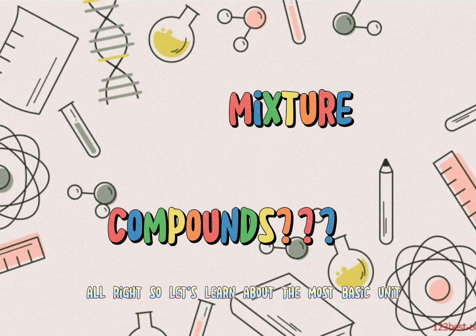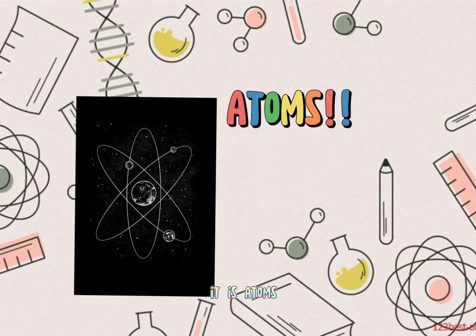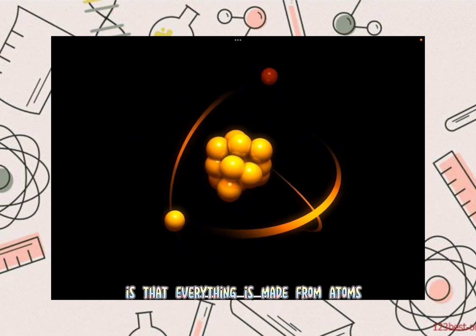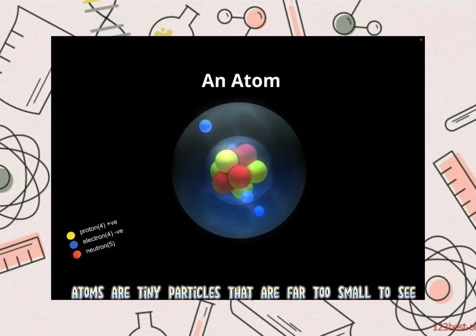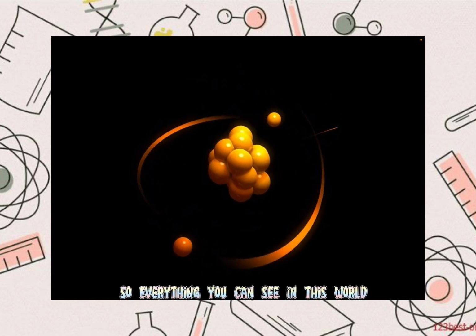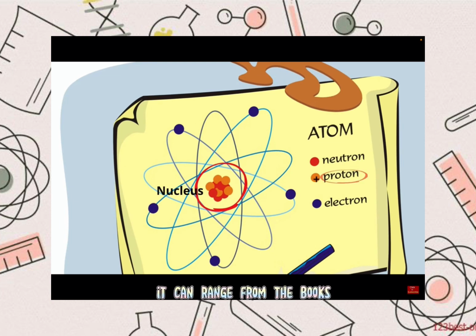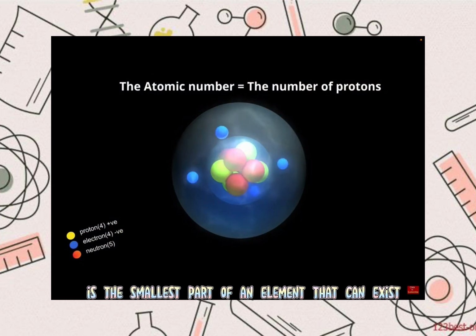Alright, so let's learn about the most basic unit in chemistry. It is the atom. A short explanation of an atom is that everything is made from atoms, including you. Atoms are tiny particles that are far too small to see, even with a microscope. Everything you can see in this world is made from atoms, from the books you're holding to the phone you're holding, even you. An atom is the smallest part of an element that can exist.